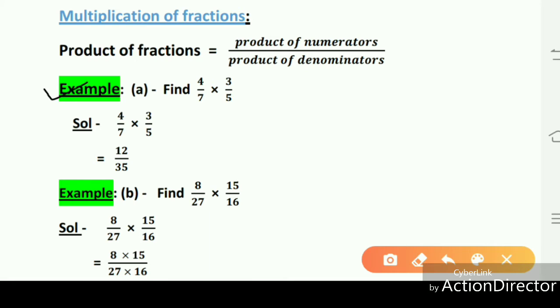Now example number A, find 4 upon 7 into 3 upon 5. So here we will multiply the numerators 4 and 3, it gives the product 4 3s are 12, and when we multiply 7 by 5, the both denominators, it gives the product 35. So when we multiply these both fractions, 4 upon 7 and 3 upon 5, it gives the product 12 upon 35.